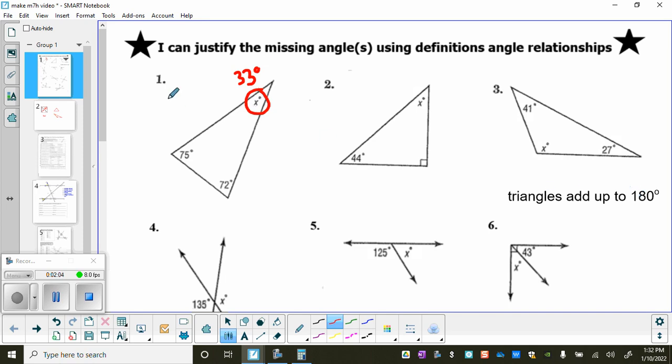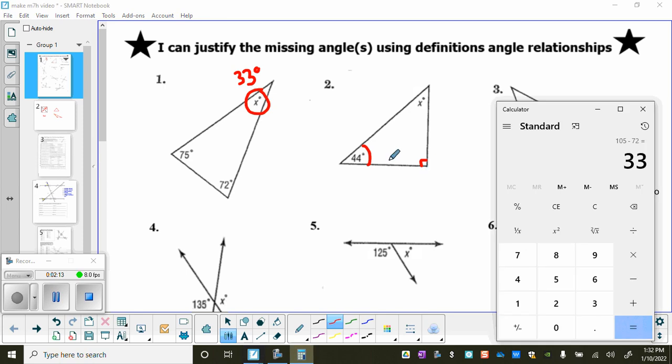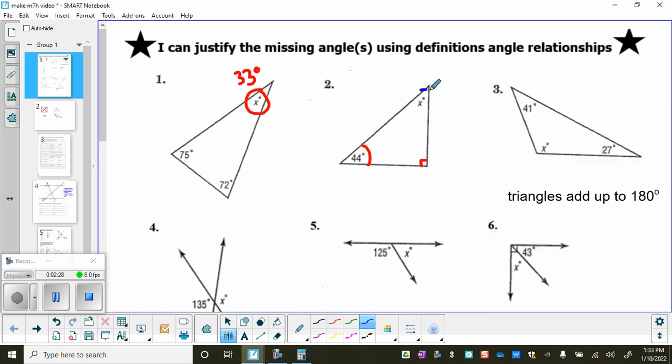Now in the second image here, we have a 44-degree acute angle. We know the right angle is 90, so already we have the 90 and the 44. So total, that's 134. Now remember, we're trying to get up to 180, so I'm going to do 180 minus the 134, and that's going to be a 46. So that's a 46-degree angle right here.